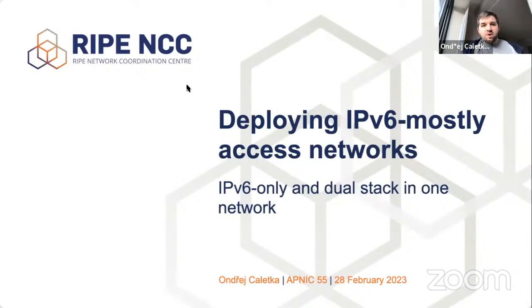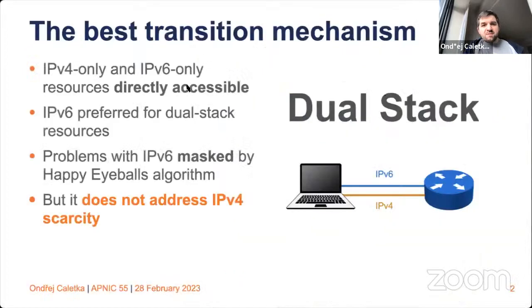But first, let's talk about transition mechanisms, because that's what we do if we want to deploy IPv6. We used to say that the best transition mechanism is dual stack, which basically means that you have IPv4 just like you had, and then you add IPv6. That means IPv6 works completely separately. There is no common infrastructure. If IPv6 is not available, the resources are loaded over IPv4.